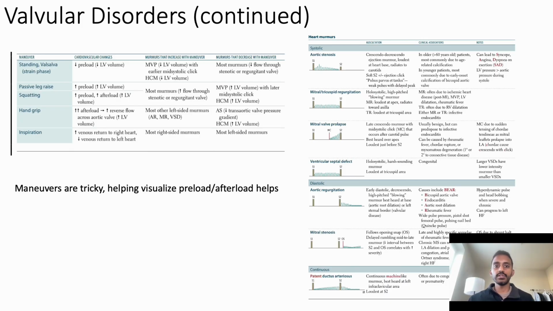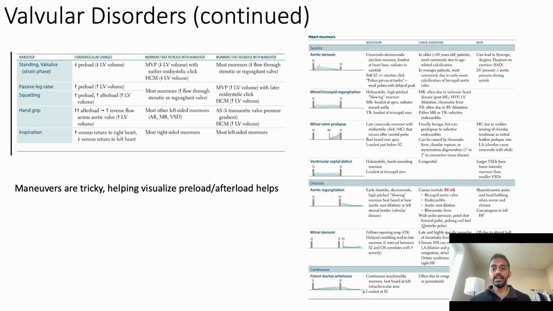So just to characterize these murmurs and explain them a little bit further, what helps is knowing what the maneuvers do and understanding what preload and afterload is. So, as I stated before, preload is end diastolic volume. It's basically how much blood is in the heart at the end of diastole. And afterload is the force the heart has to overcome to push blood out.